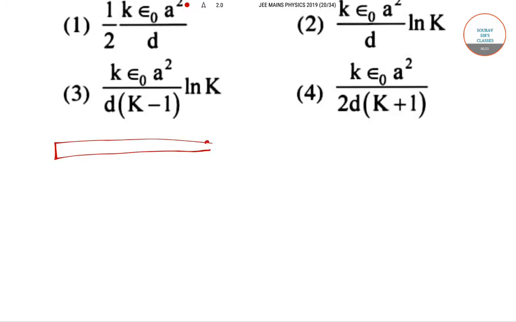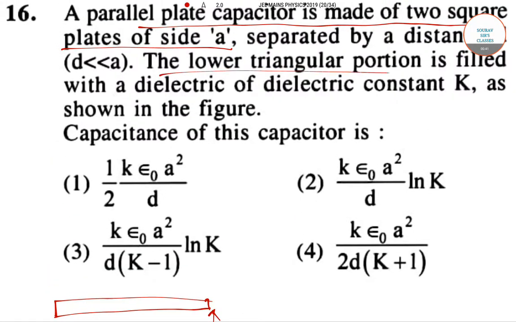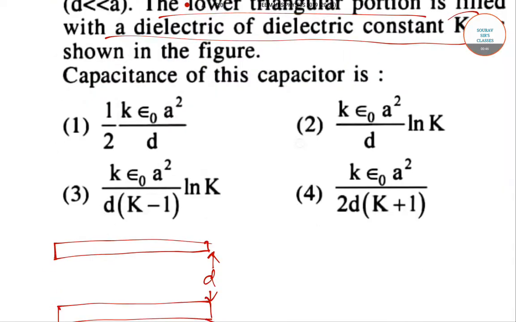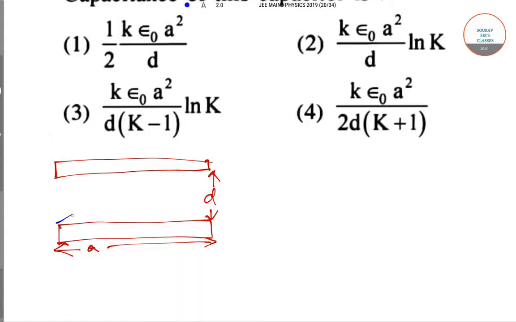I draw the two square plates. This is the side A, and they are separated by a distance d. The lower triangular portion is filled with a dielectric medium of dielectric constant K.